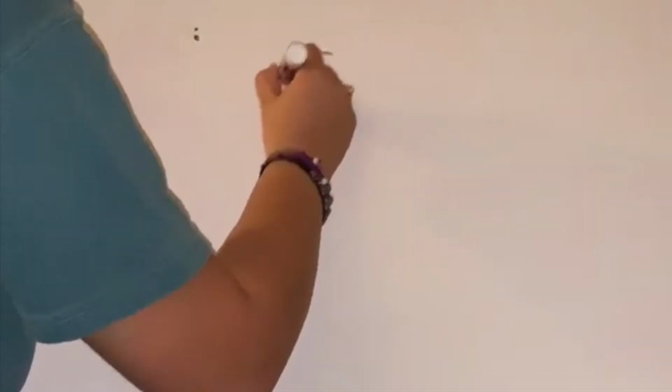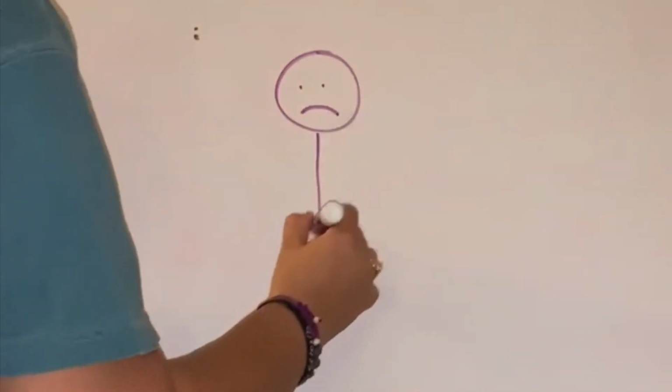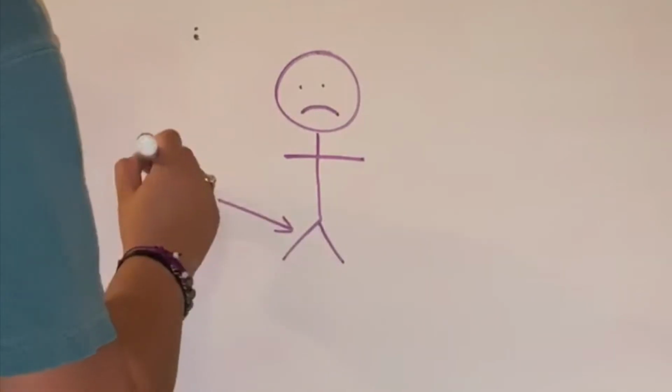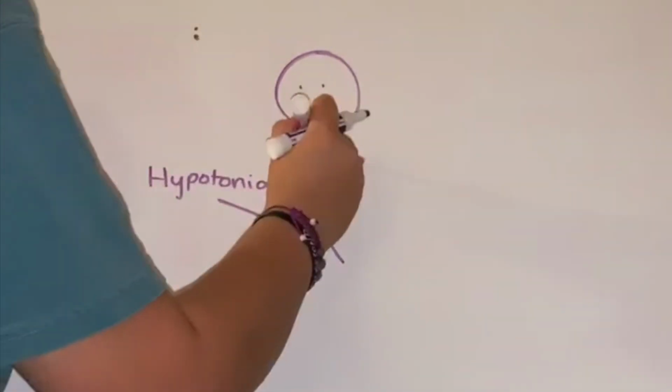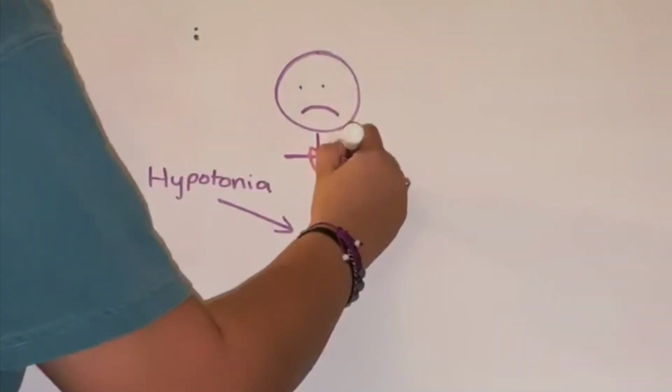So what happens when PDC stops working correctly in your body? Well, first, you don't get enough energy to your muscle cells, so you can have hypotonia, or a lack of tone in your muscles, and weakness in your muscles.